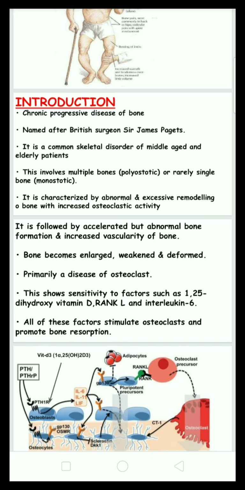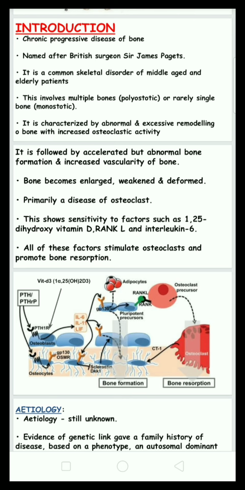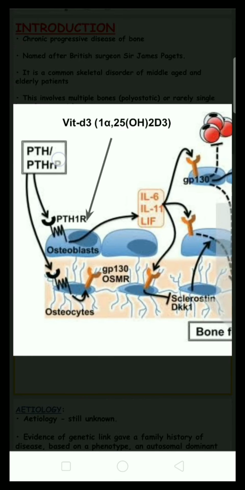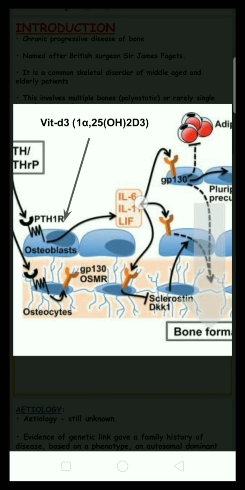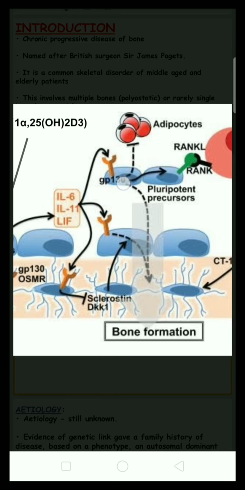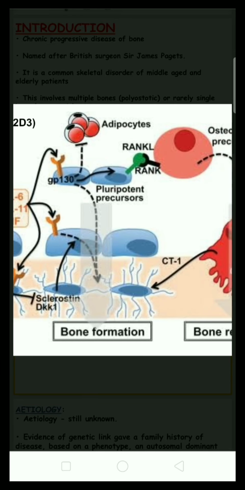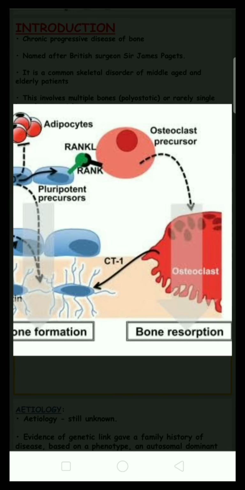This is due to the sensitivity to RANK L, vitamin D and interleukin 6. First of all, the parathyroid hormone stimulates the osteoblasts. These osteoblasts synthesize interleukin 6. This interleukin 6 stimulates another osteoblast. The osteoblast secretes RANK L. The RANK L stimulates the precursor of the osteoclast. Those precursors are grouped together to form an osteoclast.